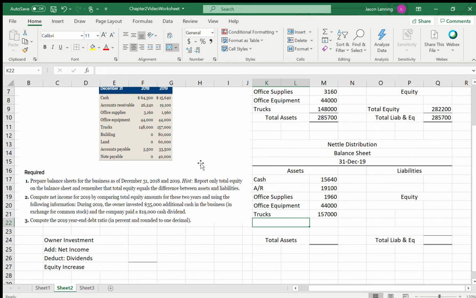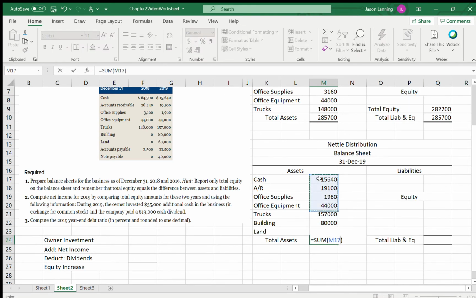Now we have a building. So this year we got a building, and the building is at 80,000. And we also have some land now, and our land is at 60,000. So if we look at this, we're going to end up totaling everything again, because we want to know the total of the assets. Total of our assets is going to be 377,700.